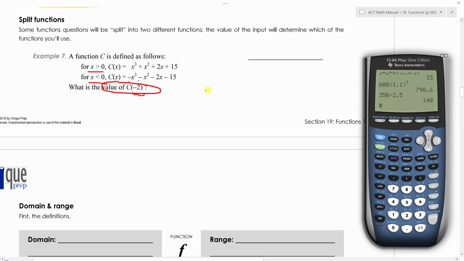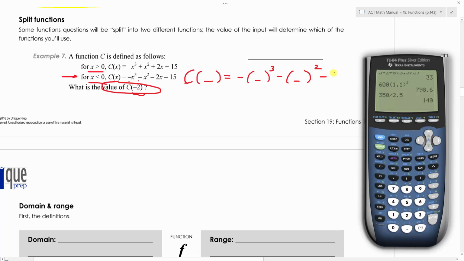I'm gonna do this both ways so that you can see how it would be done both ways. So remember, -2 is obviously less than 0, so we're using this second function. I'm gonna do this first the way I did it before. Remember, I said that you can think of whatever's in parentheses as a blank, and then we have the thing in parentheses and blanks over here.